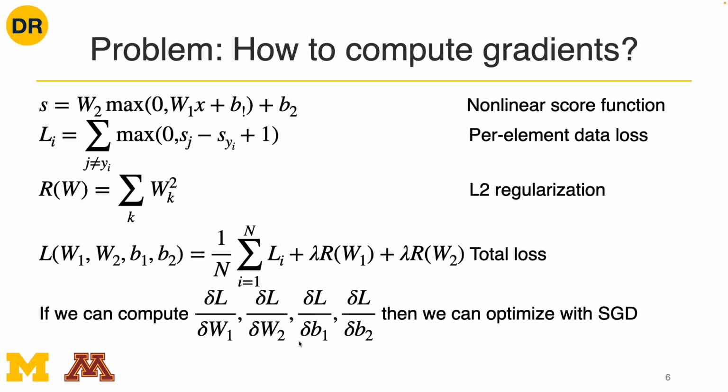So in this case, what we would need to implement if we were going to start training our classifier is to define the partial derivative of the loss with respect to weight 1, the partial derivative of the loss with respect to weight 2, and with respect to bias 1 and bias 2.